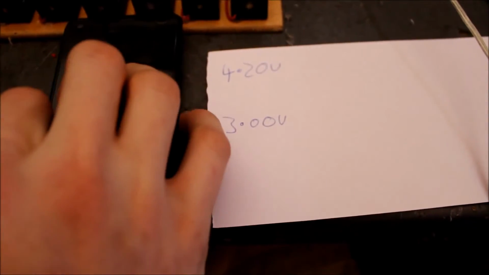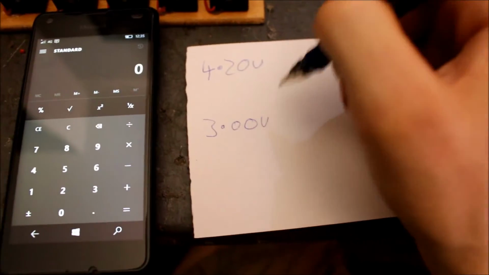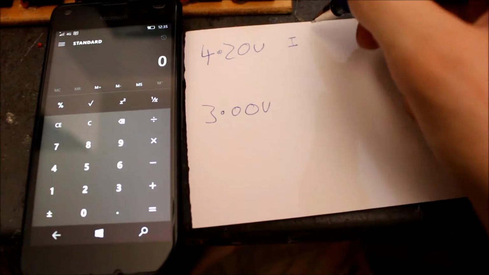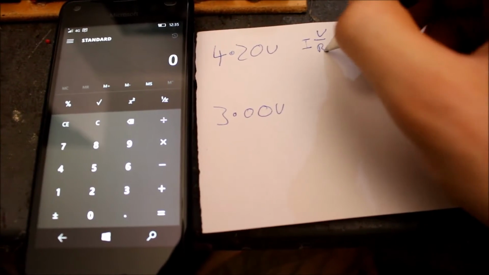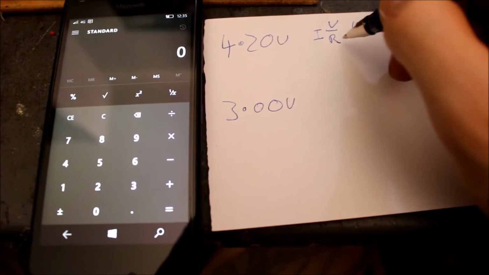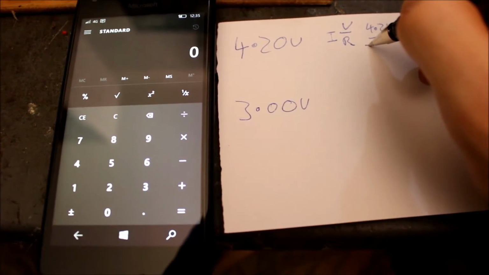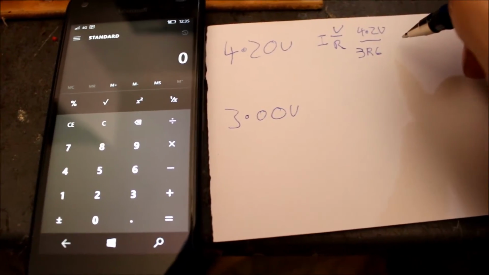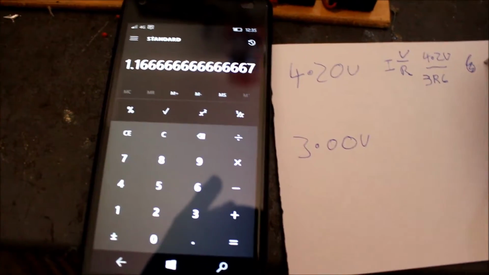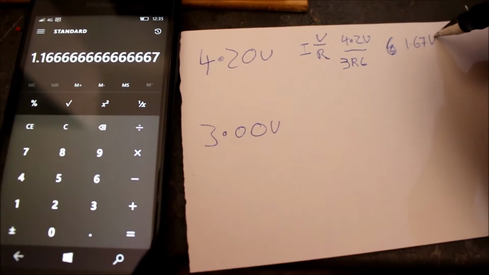Now, just going to have a quick look at power dissipation. Real simple calculations. So, full voltage and fully discharged voltage. We are going to look at our current through the resistors. So current equals voltage over resistance, 4.2 volts over our 3 by 1.2 ohm resistors. So that's 3.6 ohms. 4.2 divided by our 3.6 ohms, 1.67 amps.